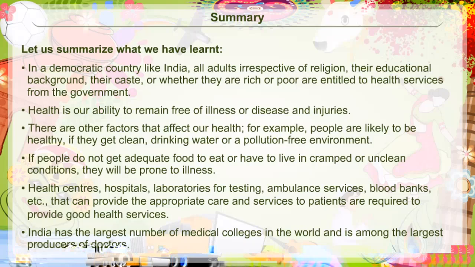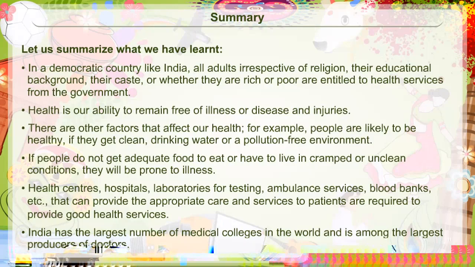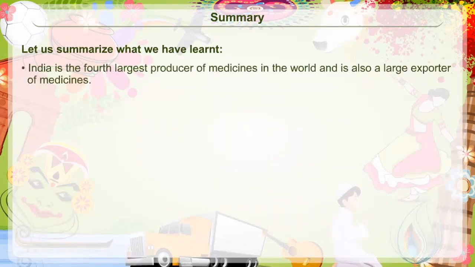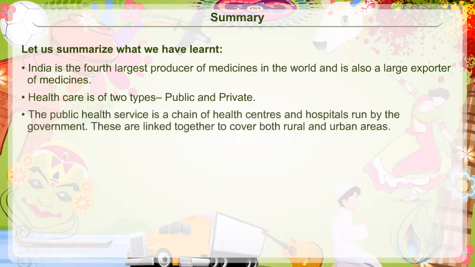India has the largest number of medical colleges in the world and is among the largest producers of doctors. India is the fourth largest producer of medicines in the world and is also a large exporter of medicines. Healthcare is of two types, public and private. The public health service is a chain of health centers and hospitals run by the government. These are linked together to cover both rural and urban areas.